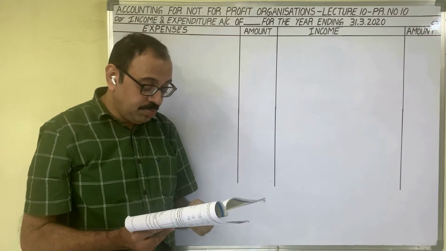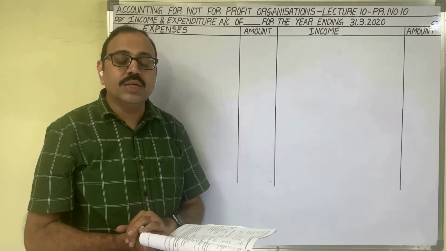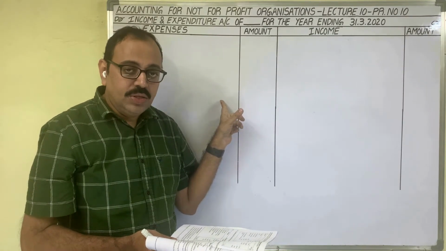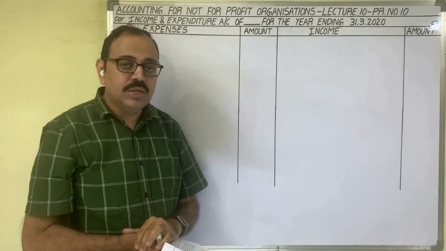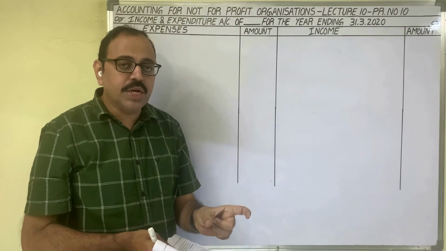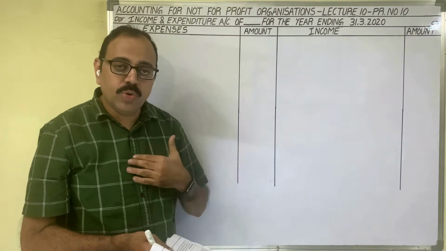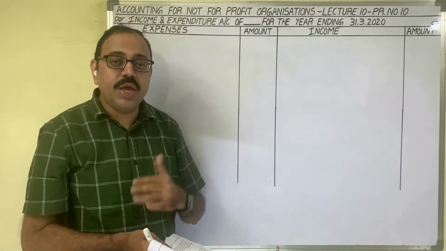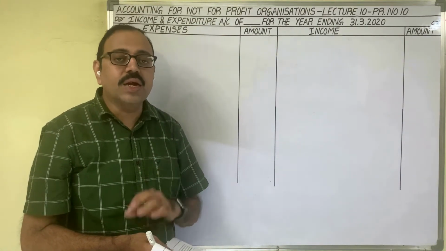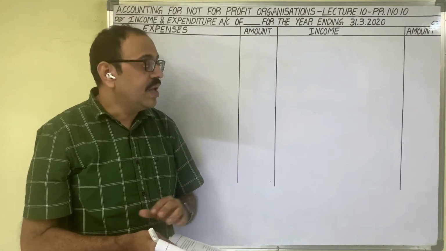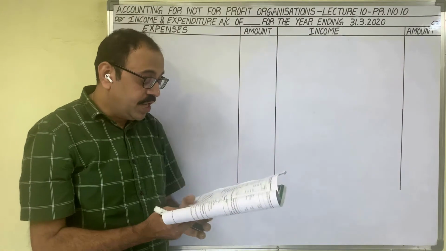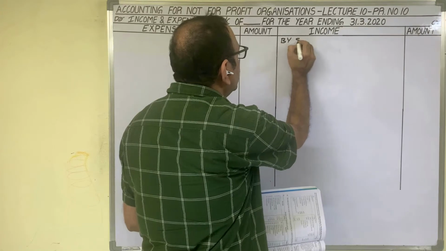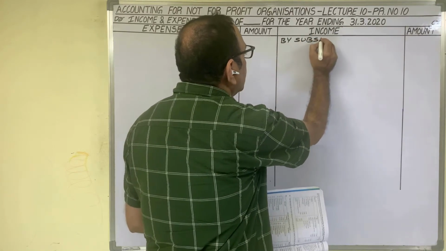Next one, subscriptions 42,500 rupees. Subscriptions means what? We are running one not-for-profit organization. So this organization contains members. These members, to continue their membership, regularly have to pay some amount to the organization. That amount is known as subscription. So regularly members are paying, which means this is repeated income, means revenue income. Revenue income we have to show on the credit side now. Therefore, the subscription amount we have to show on the credit side of this account by subscriptions.